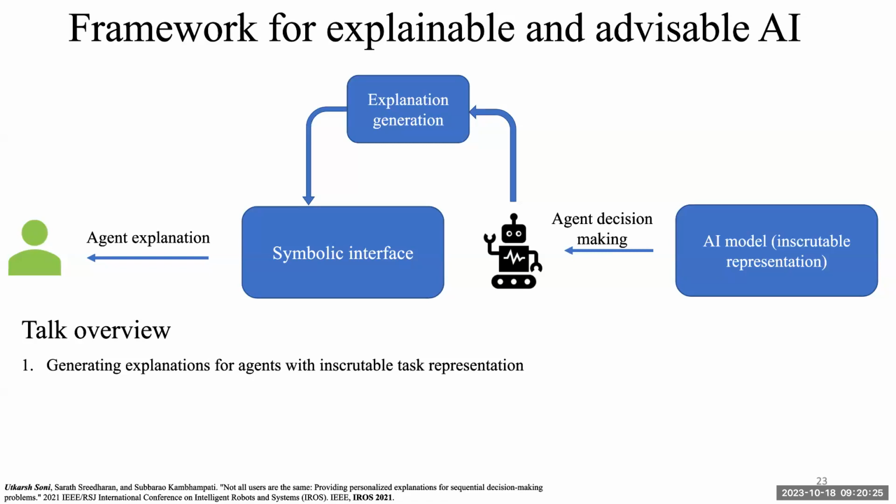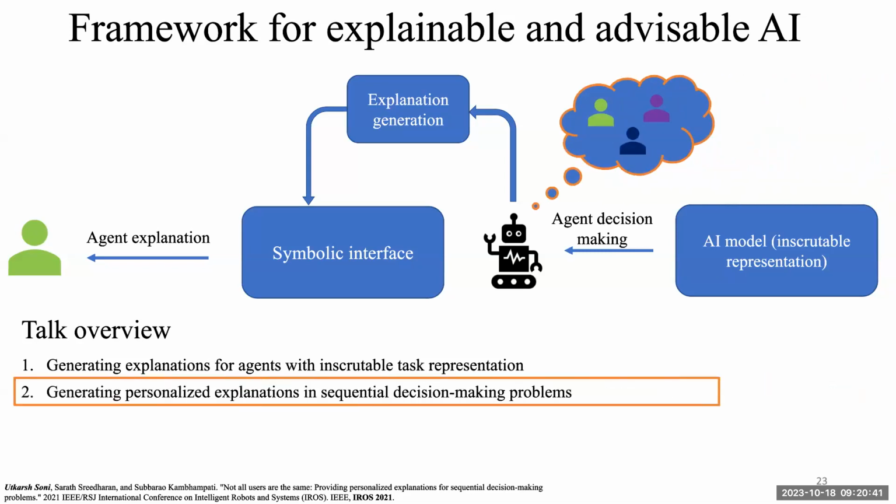So far we have talked about how our framework can generate symbolic explanations. Now I'm going to talk about how the agent can personalize the explanation based on the type of user it is interacting with.